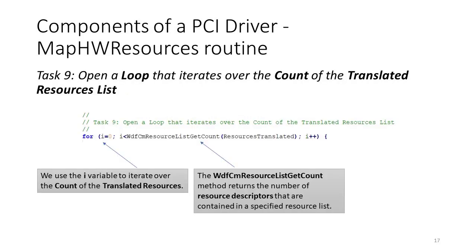Task number 9, open a loop that iterates over the count of the translated resources list. The WDF-CM resource list getCount method returns the number of resource descriptors that are contained in a specified resource list. We use the I variable to iterate over the count of the translated resources.